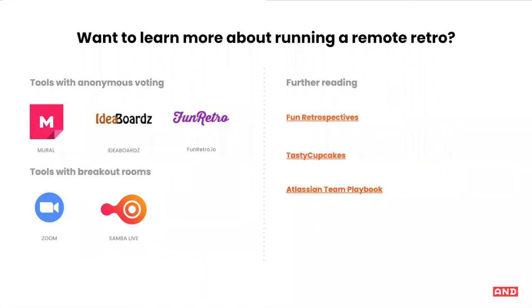Some tools that have anonymous voting are Mural, Idea Board, and Fun Retro. And there's definitely others as well. Some of those also have inbuilt timers. So if that's useful for you, then make sure that your tool does that. And if you want to break your team into small groups of 2s and 3s, maybe for a particular activity, then consider that you'll have to design around that because you'll have to set up your session with breakout rooms.